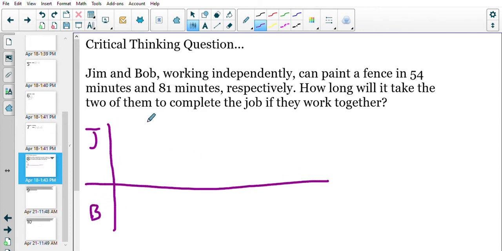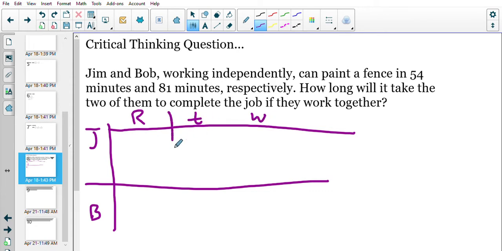And what do we know? Well, we know their rate of work. We need to consider the time that they work and then the work that they accomplish, because we know that rate times time equals their work. So Jim, we know that he can paint one fence in 54 minutes. So that's his rate, 1 over 54. And for Bob, he can paint one fence in 81 minutes. So that's his rate, 1 over 81.